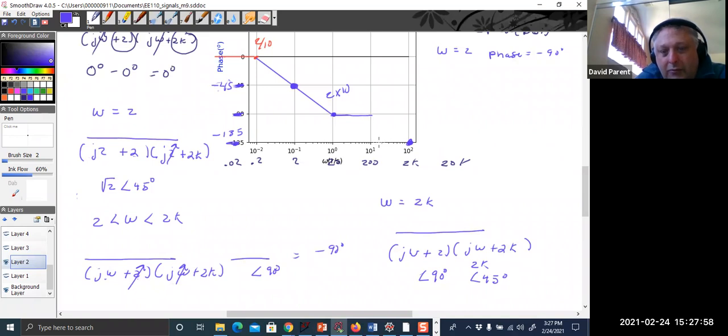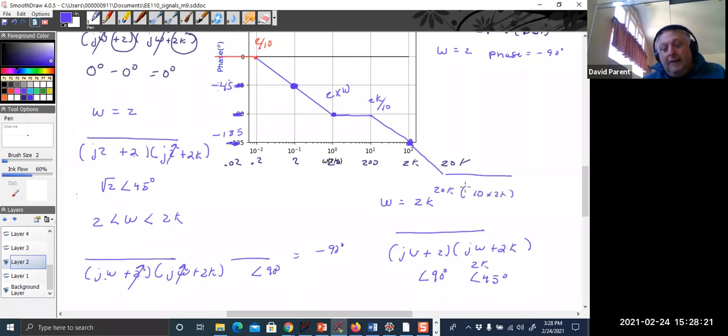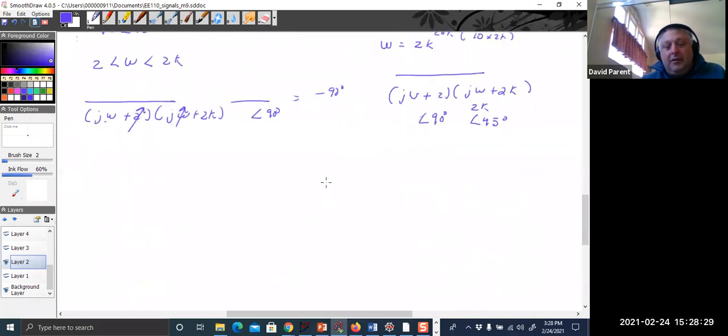But how do you connect it? Well, this root is now 2k divided by 10, and you just draw a line through it. And really, at that point, you don't even have to work it out, as you know that at 20k, or 10 times 2k, it's going to flatten out and be minus 180. I'm just going to do that down here, though. So omega greater than 2k.